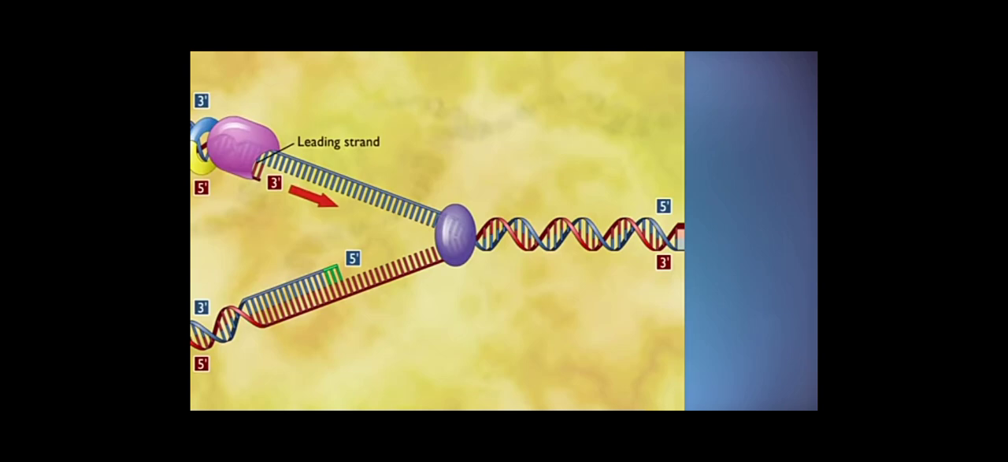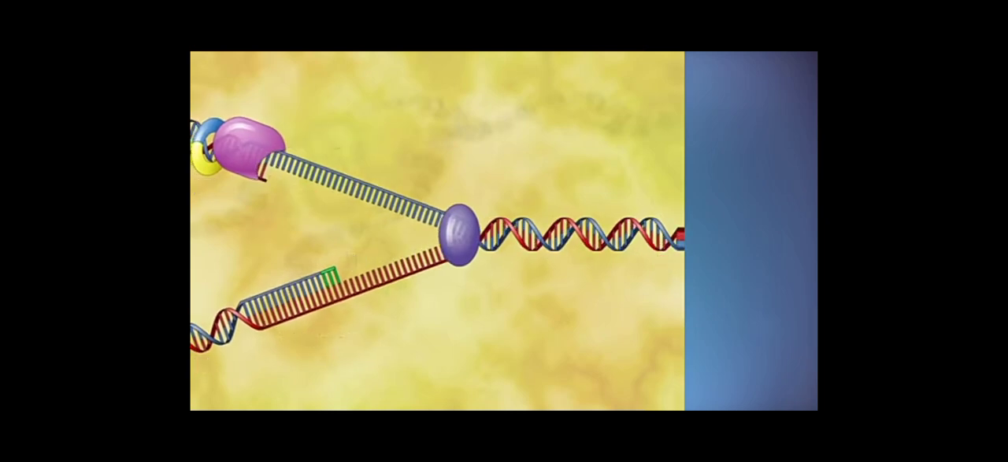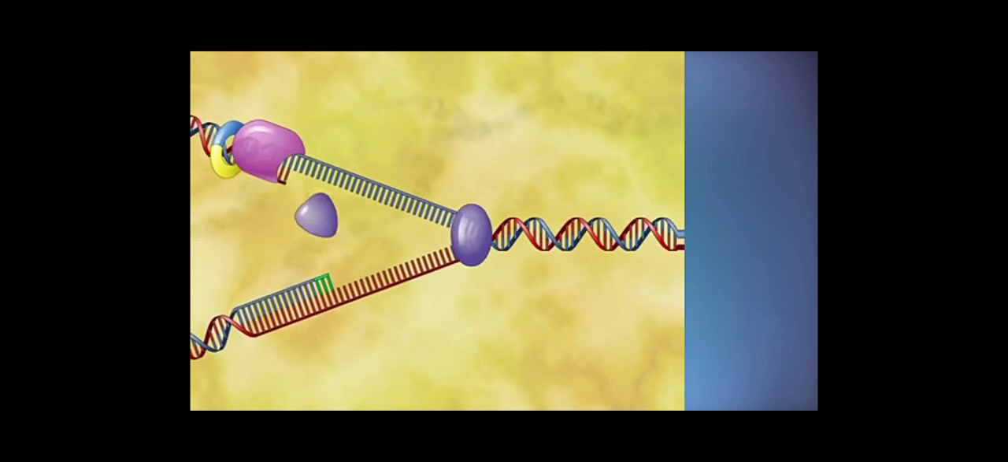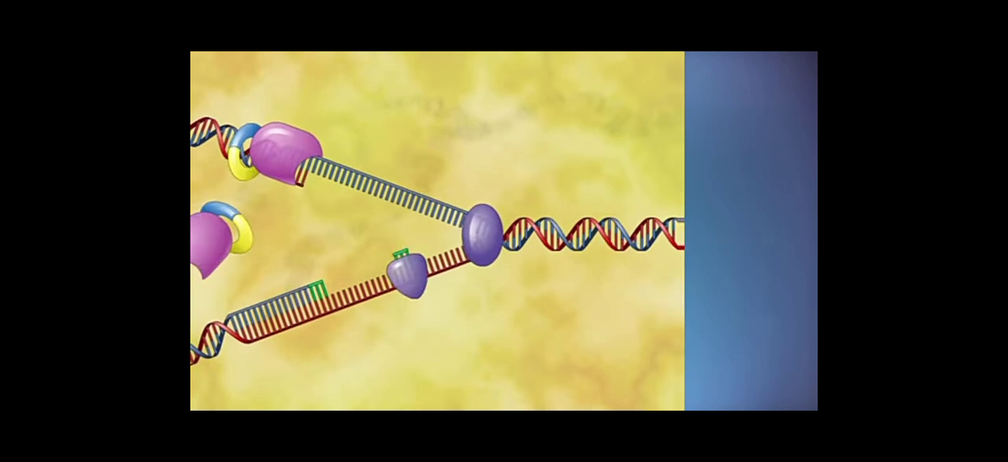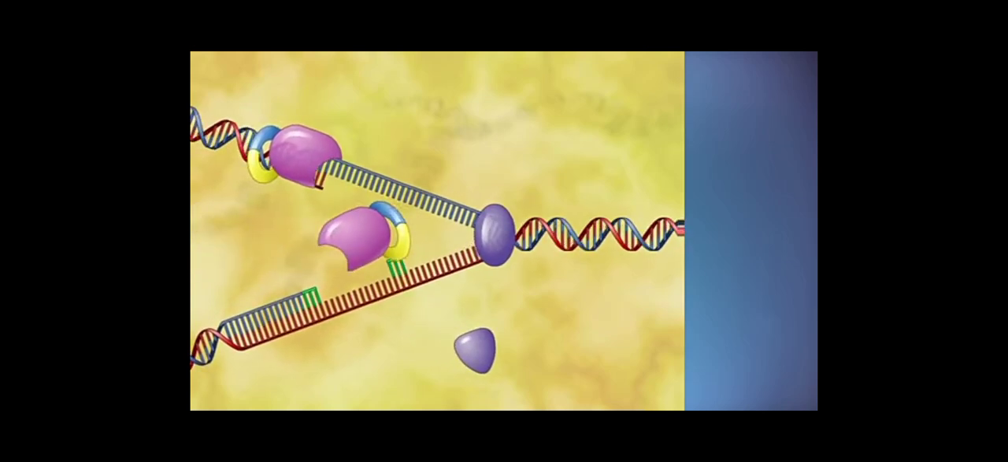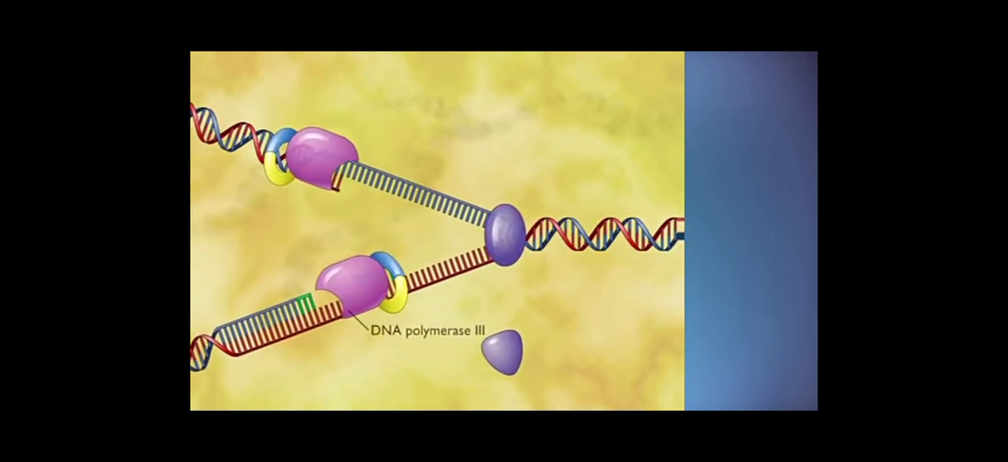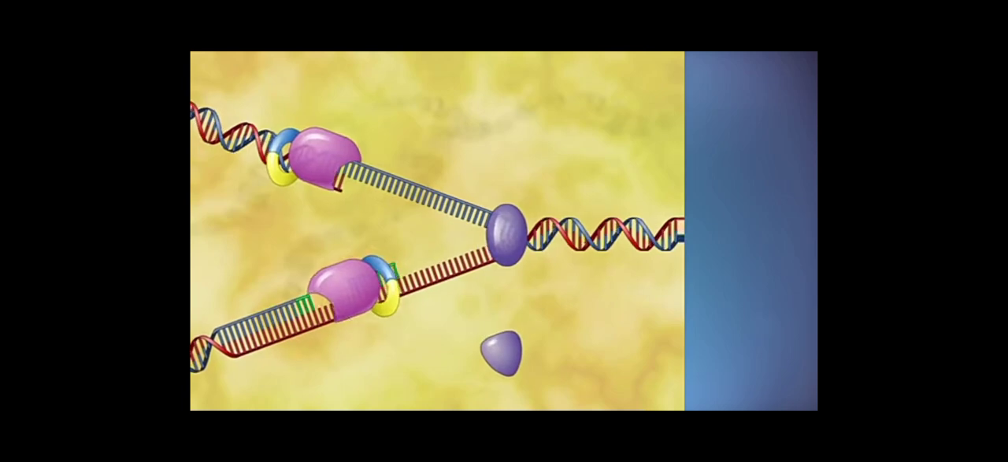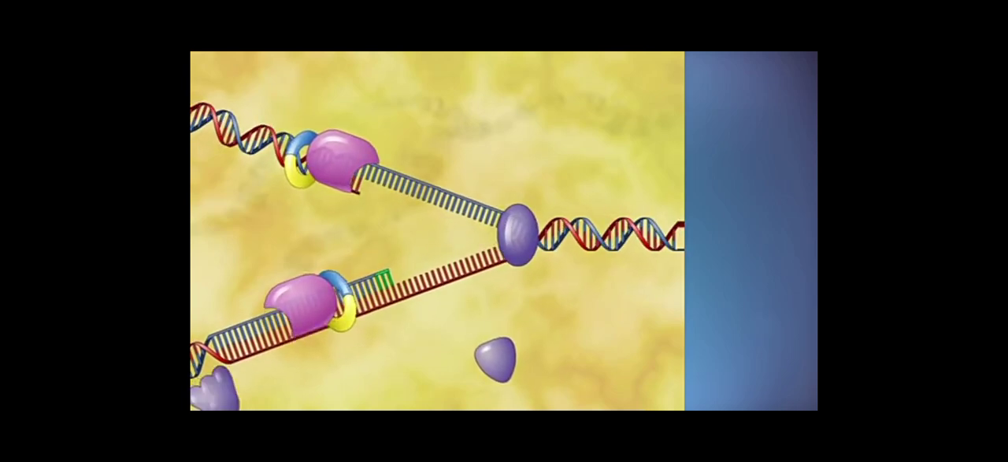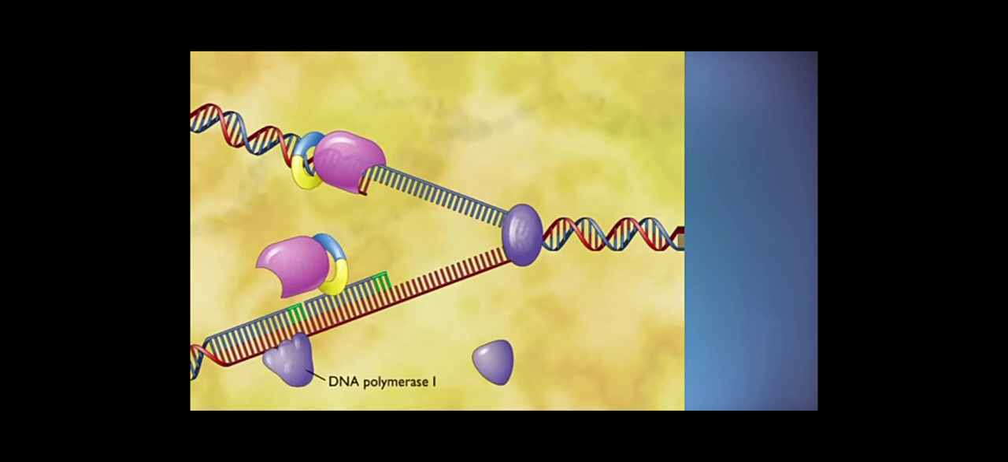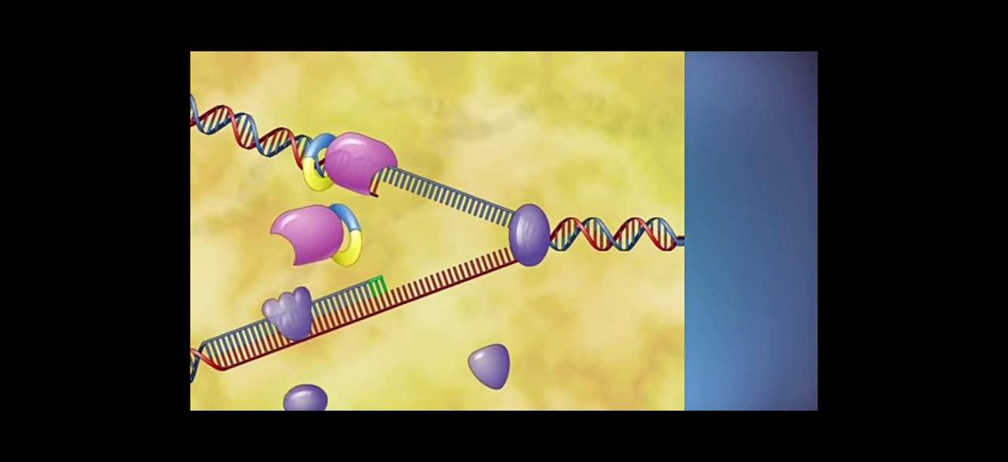In contrast, the lagging strand, which elongates away from the replication fork, is synthesized discontinuously as a series of short segments called Okazaki fragments. When the DNA polymerase III reaches the RNA primer on the lagging strand, it is replaced by DNA polymerase I, which removes the RNA and replaces it with DNA.